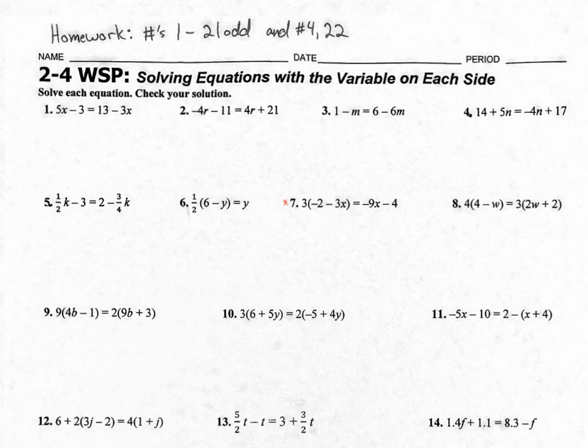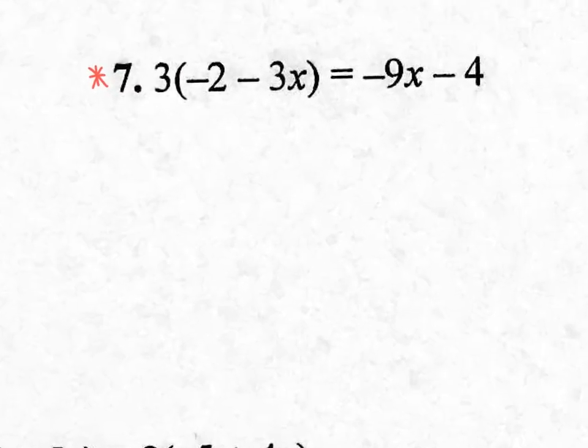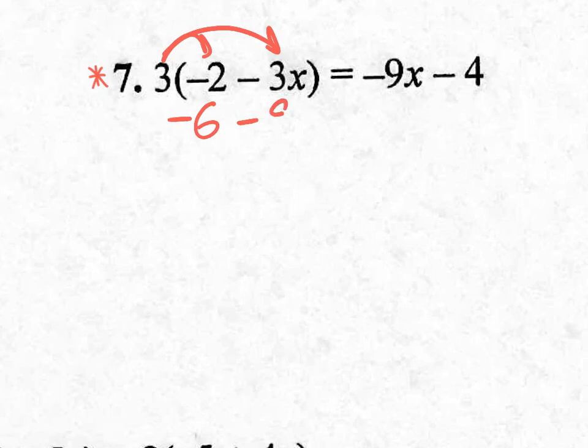But since we're talking about this video on special cases, let me actually do number 7, which is a special case. Let's distribute the left side. 3 times negative 2, that's negative 6. 3 times negative 3x is negative 9x. And of course, we're going to bring down the equal sign. And on the right side, there is nothing to do. I'm just going to rewrite it. So that's going to be negative 9x minus 4. So there's my new equation.